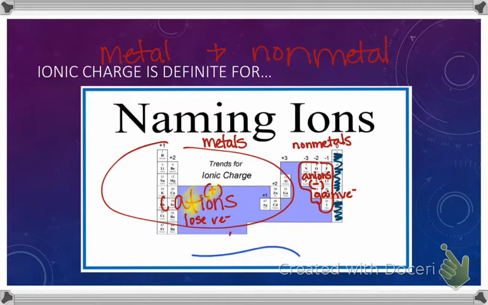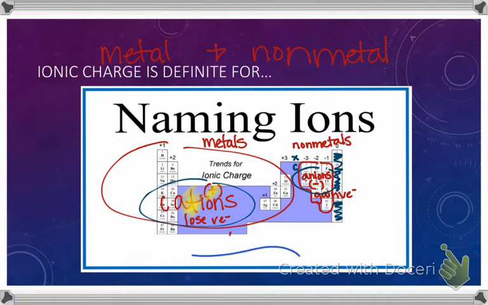Now, some people ask, what about carbon? You know, carbon only gets involved in covalent bonding, which is nonmetals with other nonmetals. So carbon does not get involved in ionic bonding. Ionic bonding is between a positively charged cation and a negatively charged anion, okay?